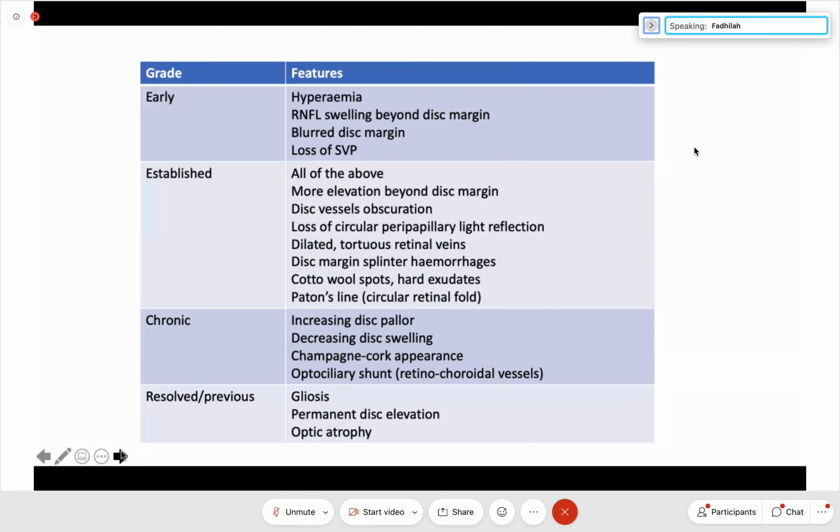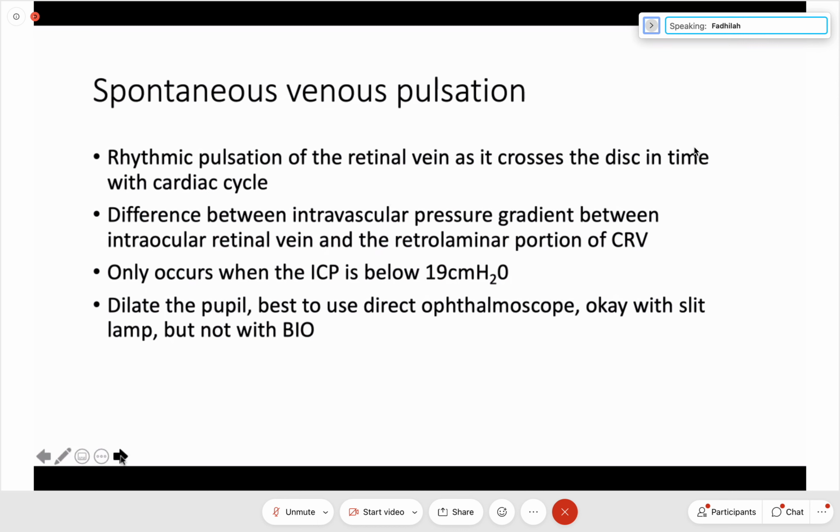Next grading is chronic. This is when you start seeing some degree of disc pallor. The swelling is not that much anymore, but sometimes it's so raised into the intraocular structure that you call it champagne cork appearance. And this is when you can develop optociliary shunts as well. And post swelling, you can develop gliosis, and then sometimes it just doesn't go down, and then you will have permanent disc elevation, and of course optic atrophy as well. Now, spontaneous venous pulsation.